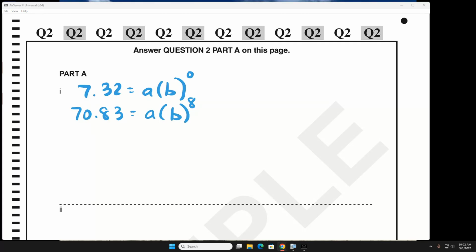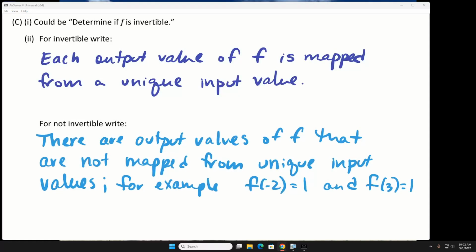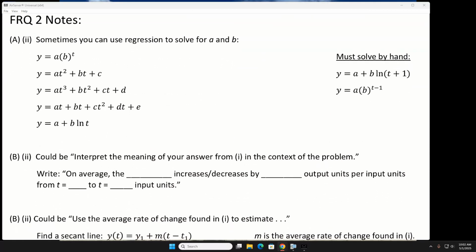Okay. All right, and then the next question says to find the values for A and B. So go back over to your FRQ2 notes. Sometimes you can use the regression feature in your calculator to find A and B. Fingers crossed, that's what they give you. If you can't, it's not that difficult to do by hand, but obviously it's more difficult than just typing it in the calculator. So these are the situations where the calculator will just do all the work for you.